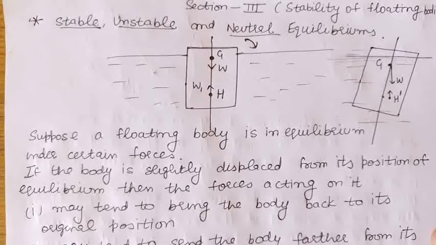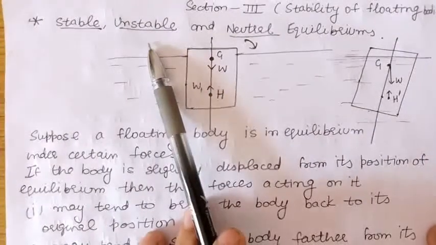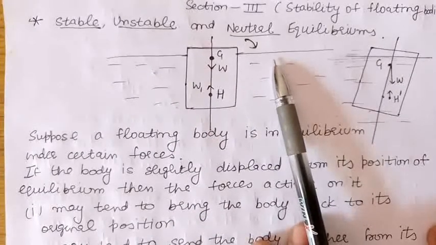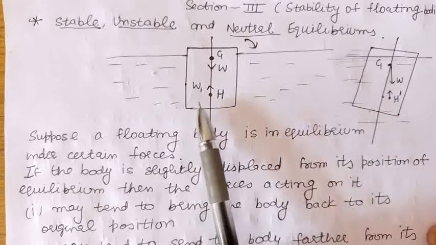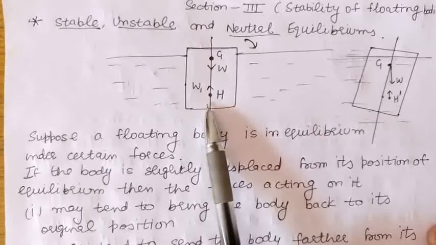Generally, there are 3 types of equilibrium: stable equilibrium, unstable equilibrium, and neutral equilibrium. So let us discuss these types of equilibrium one by one. For this, let us consider a body which is floating in a liquid, and suppose this body is in equilibrium under the action of certain forces.